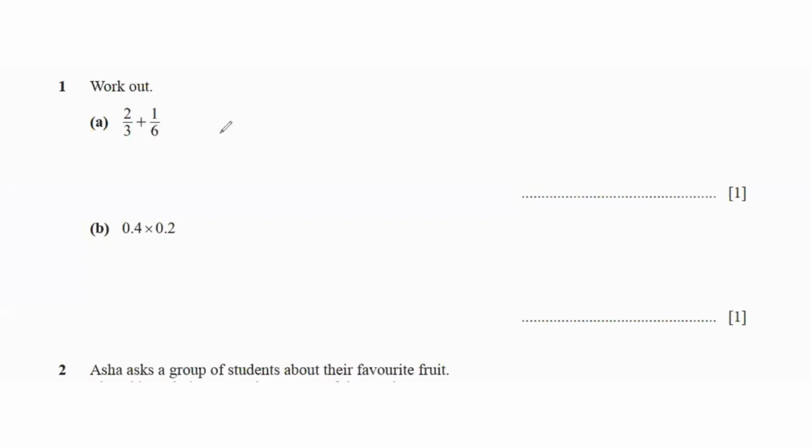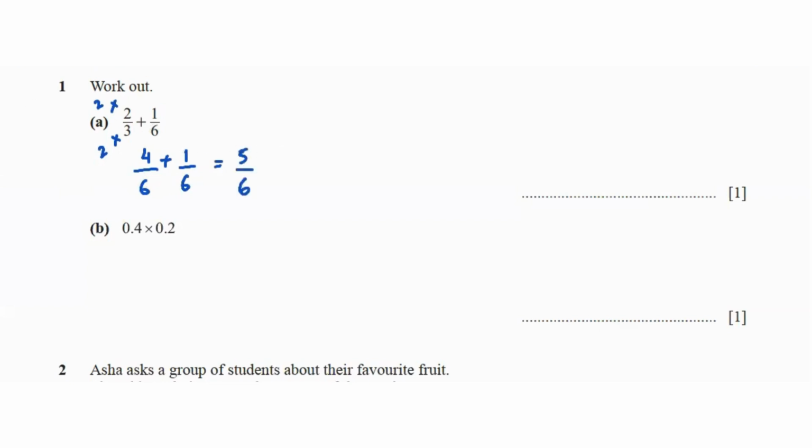The first question says work out 2 over 3 plus 1 over 6. Whenever we're adding fractions with unlike denominators, we have to make the denominators equal. Since one fraction has a denominator of 6 and the other has a denominator of 3, we will multiply the first fraction by 2. So that's going to be 4 over 6 plus 1 over 6, which is going to be 5 over 6.